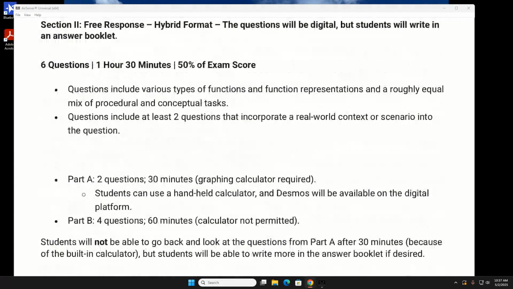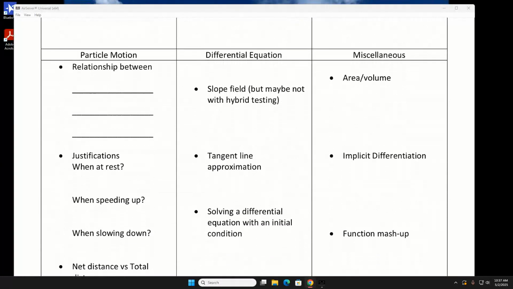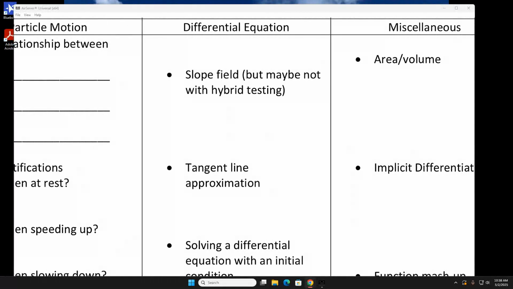All right, so today we are going to do the differential equations FRQ. In the past we could pretty much always count on there being a slope field, but I'm not sure about the hybrid testing because when there was a slope field in the past, in your test booklet, you would see the slope field or the dots, and that's not going to happen. What you write in is going to look just like what I've been giving you. So I'm not sure about the slope field, but maybe we're going to practice what we would do if there was a slope field on there.